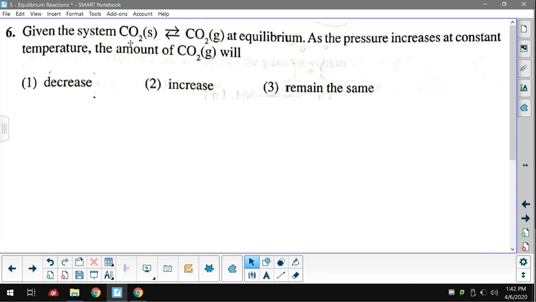Here's another equilibrium. This is a phase equilibrium. The solid carbon dioxide is in equilibrium with gaseous carbon dioxide. It says as the pressure increases, what is going to be favored? Well, pressure only affects gases. So the gaseous carbon dioxide is going to change back into solid carbon dioxide, because it favors the side that has fewer moles of gas. So it's going to go in the reverse reaction. As the pressure increases at a constant temperature, the amount of CO2 gas will decrease.